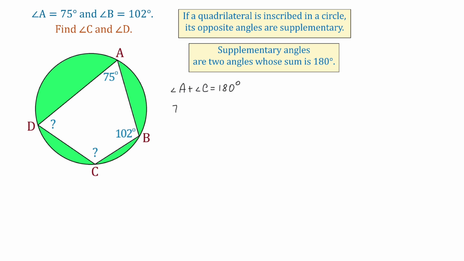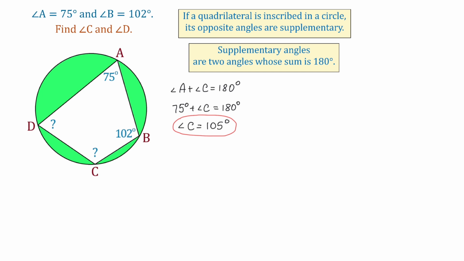Then we will replace A with 75 degrees. And if we subtract 75 from both sides, then angle C equals 105 degrees.